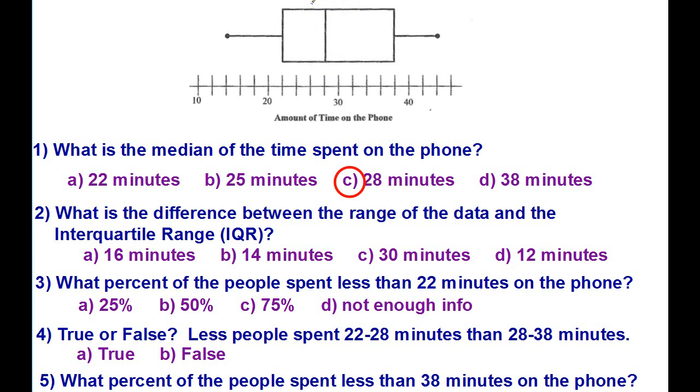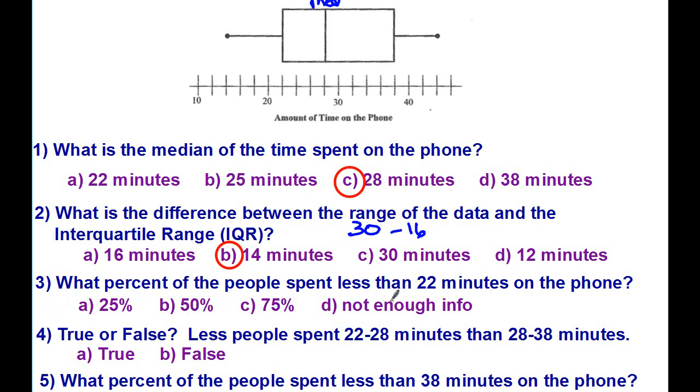If you did, great job. Remember, the median is the line that is inside the box, and it's at 28 minutes. Number 2, what is the difference between the range of the data and the interquartile range, or the IQR? 14 minutes. Remember, the range goes from the minimum to the maximum, and the range was 30. And then the interquartile range is the range of the box itself, which was 16. So you just needed to subtract the 2.